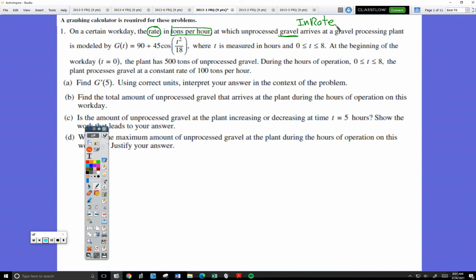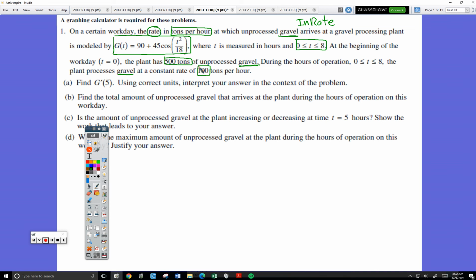A gravel processing plant is modeled by this. So this is an in rate. T is measured in hours. Okay, time period is 0 to 8. I'm trying to get rid of words. I'm trying to understand as I read. Beginning of the workday, plant has 500 tons of unprocessed gravel. During the hours of operation, the plant processes gravel at a rate of 100 tons per hour.